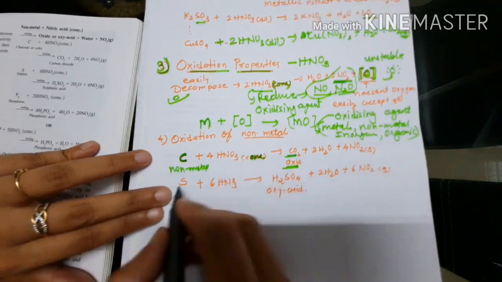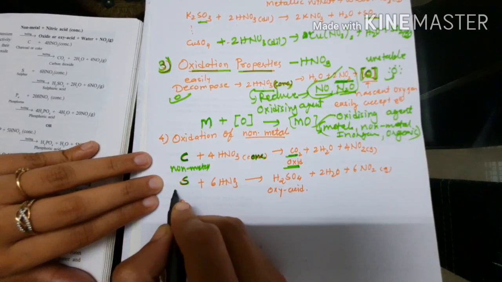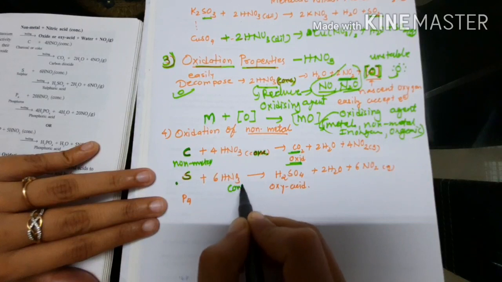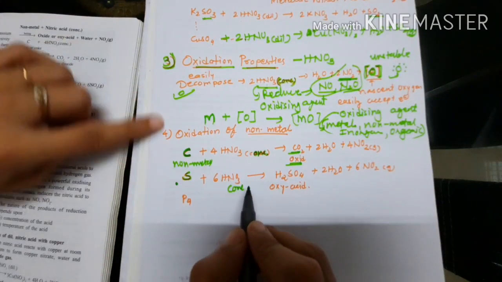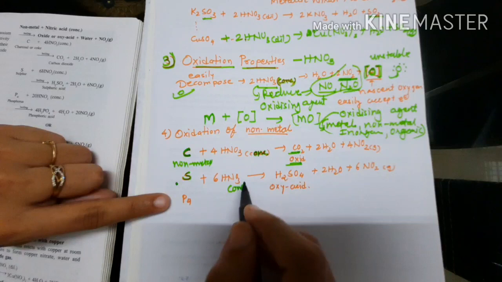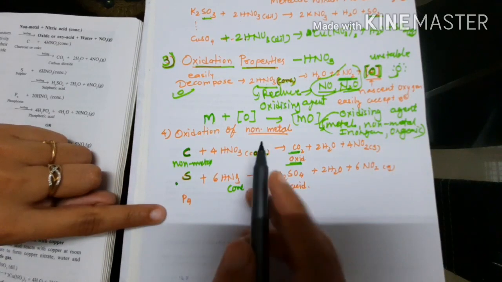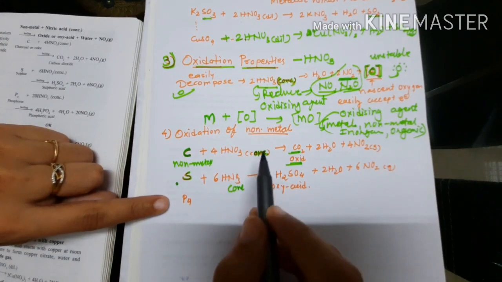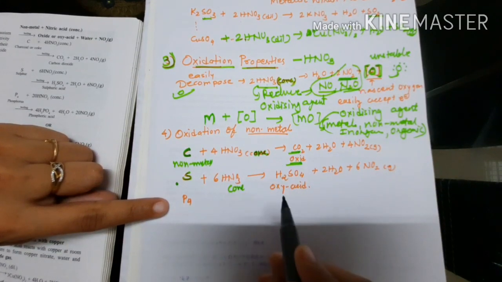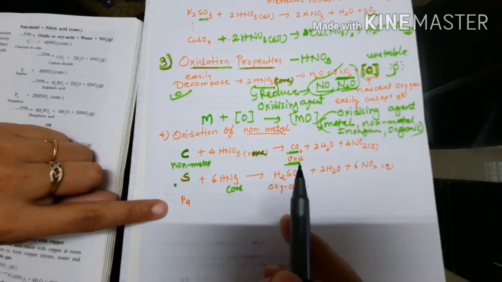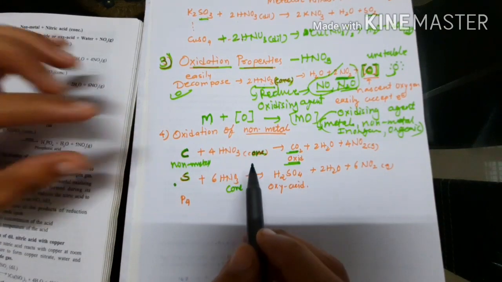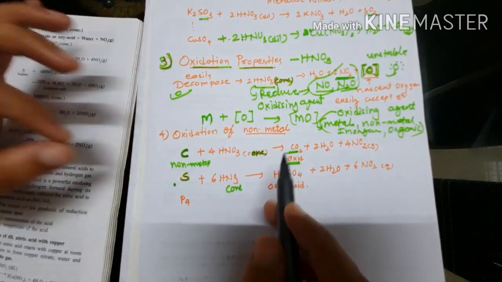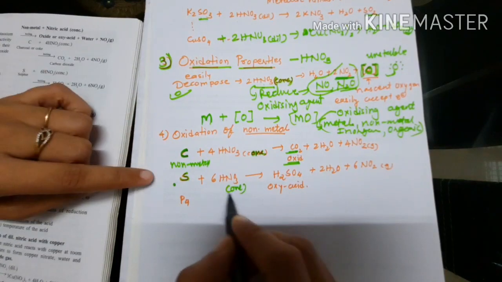Or suppose we take sulfur. When sulfur reacts with concentrated HNO3, we are using concentrated HNO3 as the oxidizing agent, not diluted, concentrated only. Concentrated HNO3 forms nascent oxygen very nicely. That's why we are taking concentrated HNO3. Diluted HNO3 has water, so that's why we are not taking diluted HNO3. In concentrated HNO3, a very small amount of water is there, so a higher amount of nascent oxygen will be formed, and it will be very helpful to oxidize others.